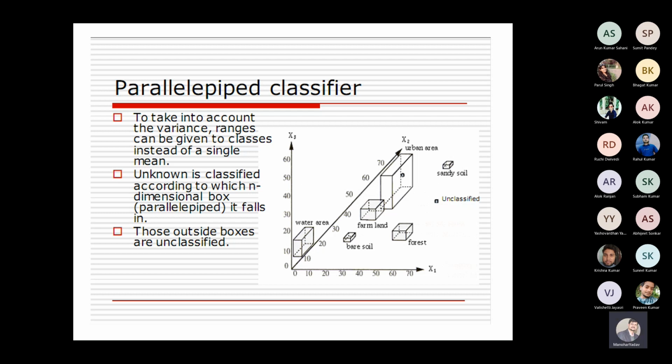Okay. Now an unknown pixel is selected from an image, and it has to be classified by the parallelopiped classifier. How is it done? So a decision boundary is formed. Here the decision boundary is in terms of the exterior boundary of the training samples that is represented by the parallelopiped.